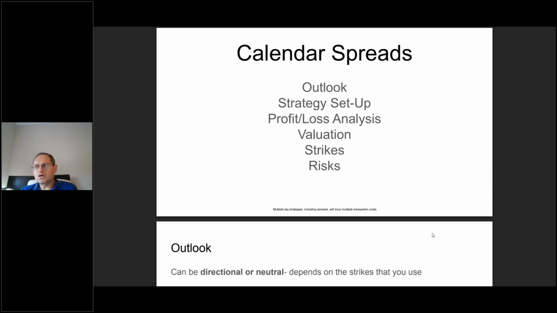We'll talk about valuation methods, and that becomes important because if you're a trader and you're using financial models and looking at valuations to compare it to market prices, well, how do we do that with calendar spreads? We'll talk about the difference between choosing at the money and out of the money strikes. How does that play into setting up a calendar spread? We'll talk about some of the risks associated with calendar spreads, and then we're going to move on to our examples.